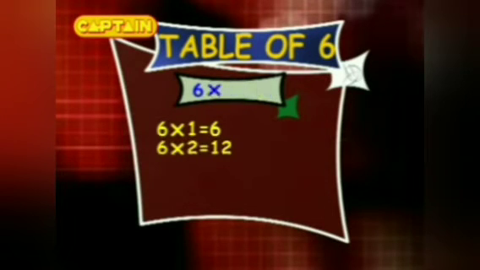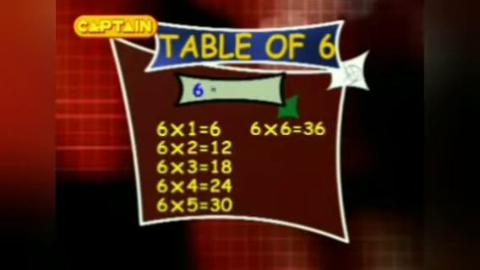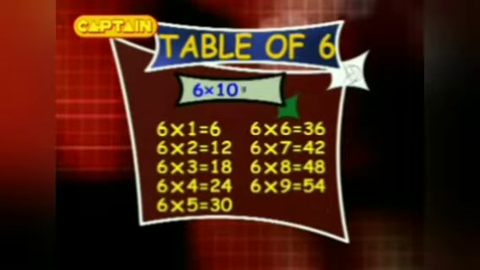Table of 6. 6 ones are 6, 6 twos are 12, 6 threes are 18, 6 fours are 24, 6 fives are 30, 6 six are 36, 6 sevens are 42, 6 eights are 48, 6 nines are 54, 6 tens are 60.